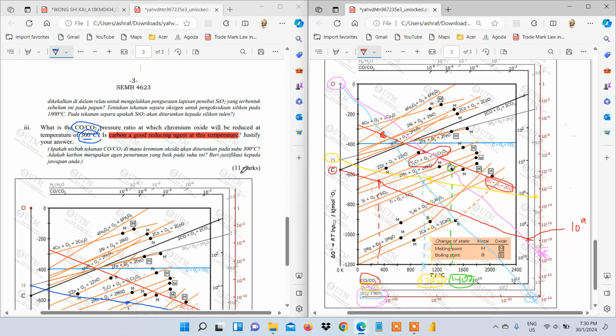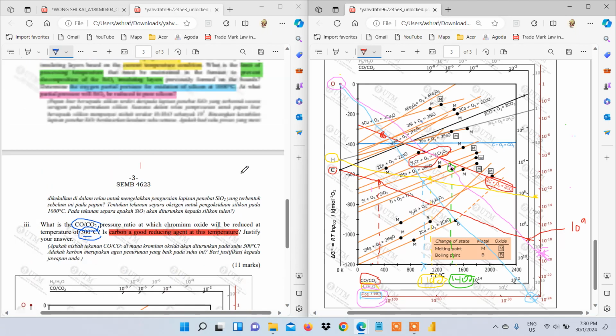So that's the way we solve an Ellingham diagram question.